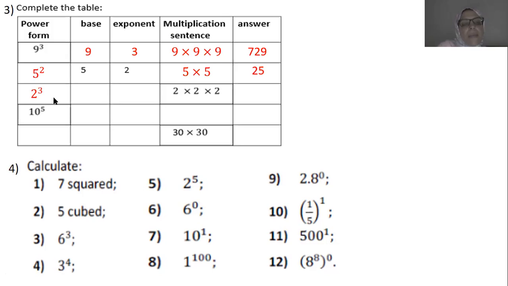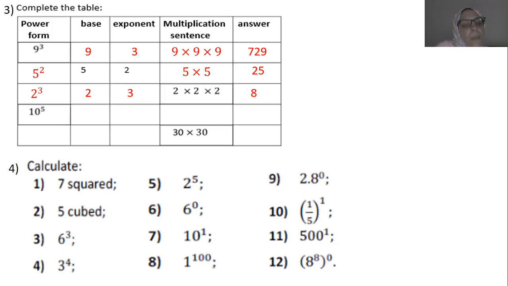What's the base? The base is down, which is 2. Who's the exponent? It is a 3. And the answer of 2 cubed, which is 2 times 2 times 2, if we multiply this multiplication sentence, we will get, of course, 8.